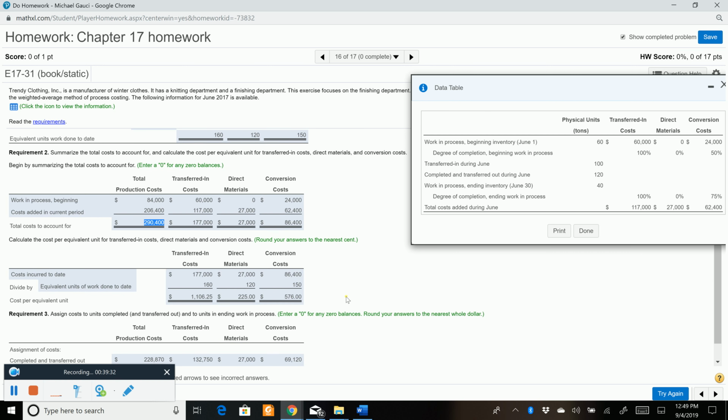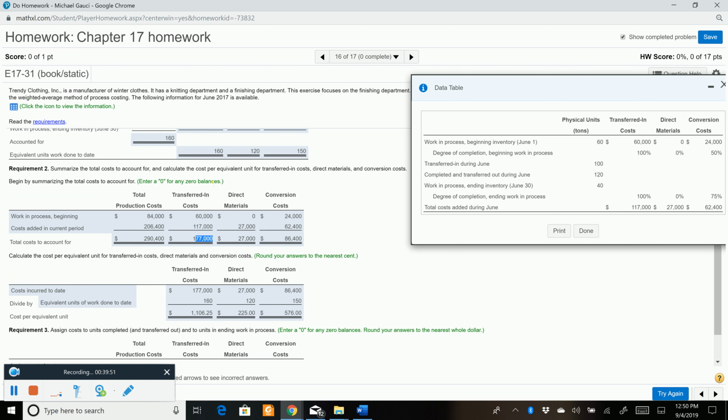So we are using the weighted average method. What we are now going to do is compute the equivalent units per unit, basically, the cost per equivalent unit. So transferred in costs, what were the total costs to account for? 177,000. We will divide that by the equivalent units of 160 that we calculated earlier.